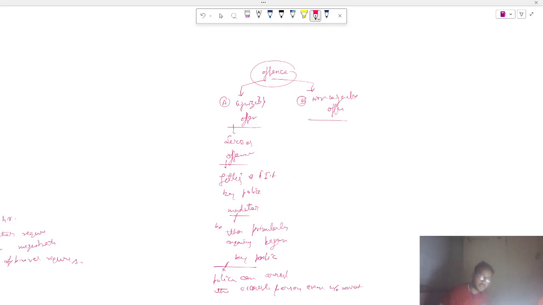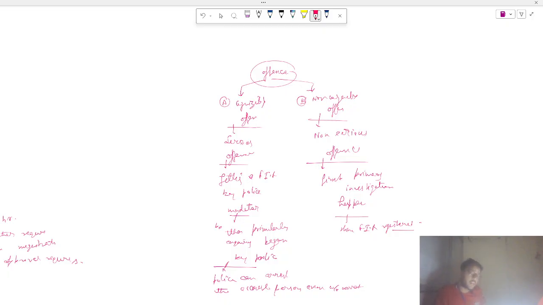But non-cognizable offenses are basically non-serious offenses. Suppose you slapped someone and left; it is serious, but not that serious. In these offenses, first a primary investigation happens, then the FIR is registered. But in cognizable offenses, it is mandatory for the police to register an FIR. If they are not registering, then you can approach the district court directly, saying this person is not registering my FIR. So this is cognizable and non-cognizable offense.